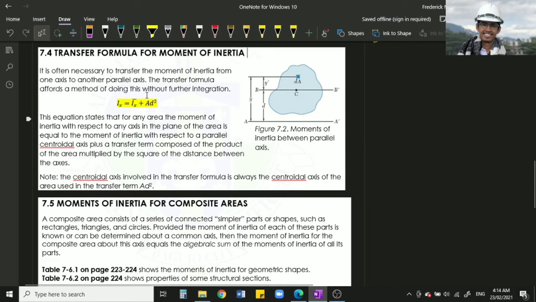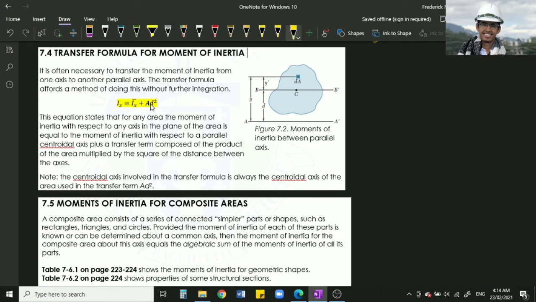So it is often necessary to transfer the moment of inertia from one axis to another parallel axis. So the transfer formula affords a method of doing this without further integration. So for Ix, the moment of inertia with respect to the x, that will be Ix plus AD squared, where A is the differential area, the area of the material, times D.